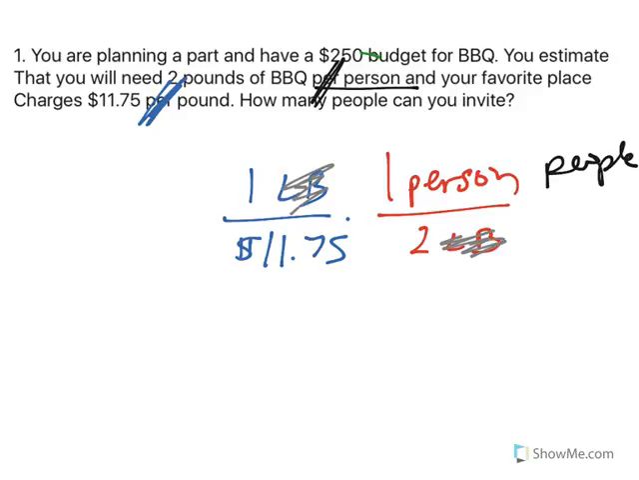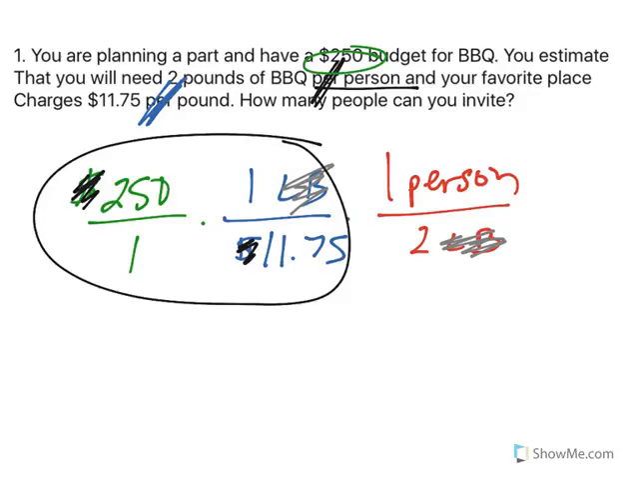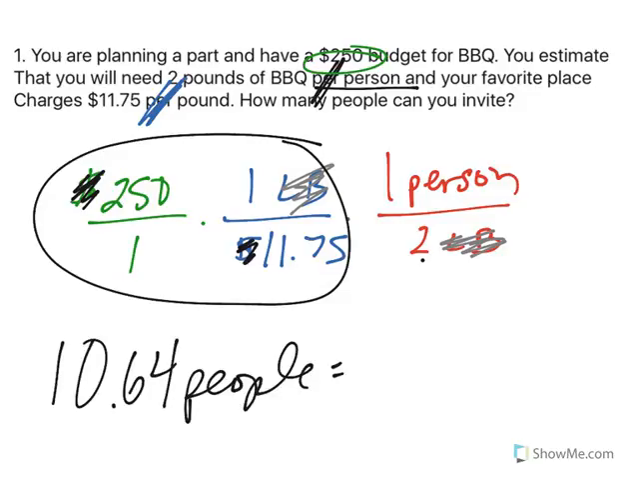And then we have money, and we know that we have a $250 budget, so $250 over 1. And that makes your dollar signs go away. So that will tell you how many people. When I do that, 250 divided by 11.75 tells you how many pounds of barbecue you can get. And then when you divide by 2, because 2 pounds per person, it tells you how many people you can invite. So you get 10.64 people. Well, you can't have 0.64 of a person, so 10 people.